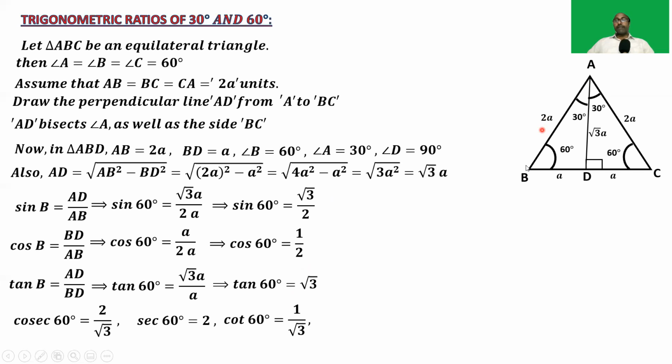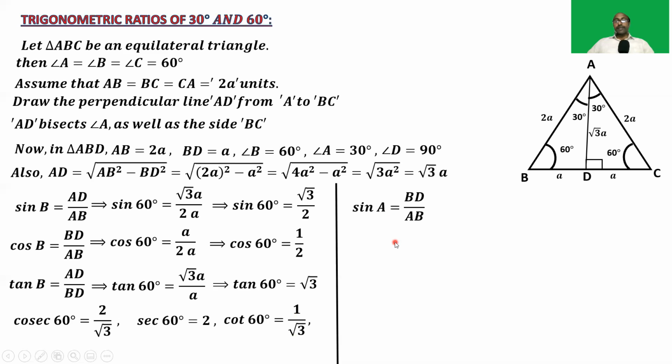So again from this picture, take sin A. Sin A is equal to the opposite side to A by the hypotenuse. In the triangle ABD, the opposite side to A is BD. So sin A is equal to BD by the hypotenuse AB.